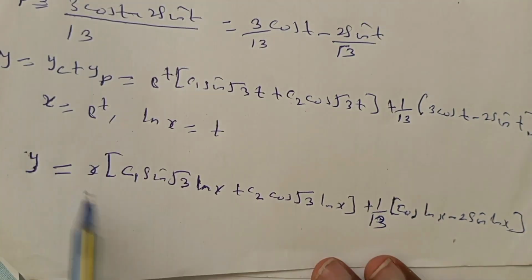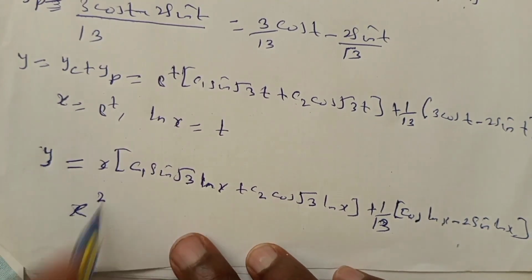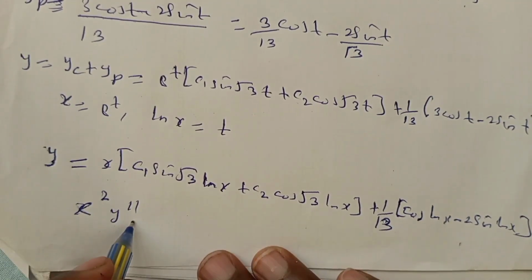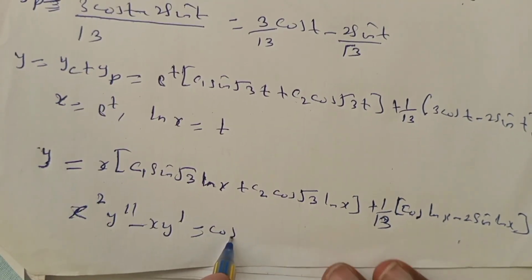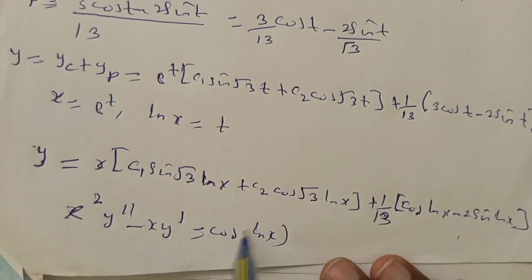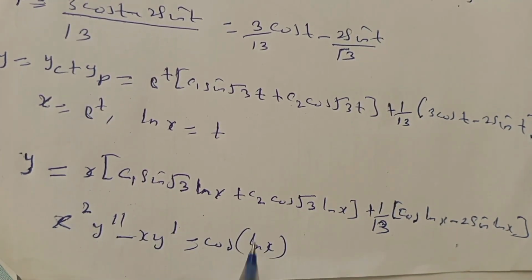So this is the solution of our given ODE, which was x squared y double prime minus xy single prime plus 4y equal to cos of ln of x. So this is the solution of our given ODE, our general solution.